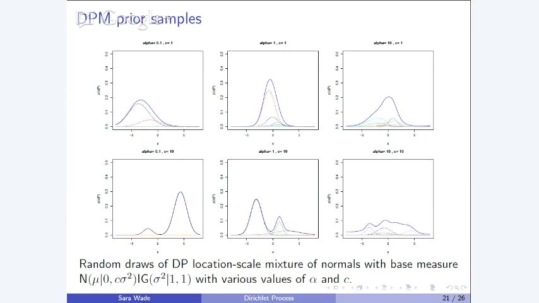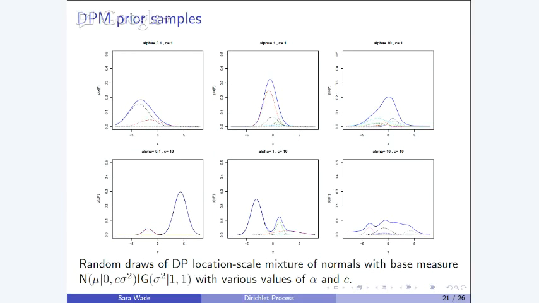But increasing C allows the sampled means to be more spread out here. So I get something that looks a bit more bumpy. If I increase alpha, then I get more components with mass much bigger than 0. So I have more relevant components in my mixture.